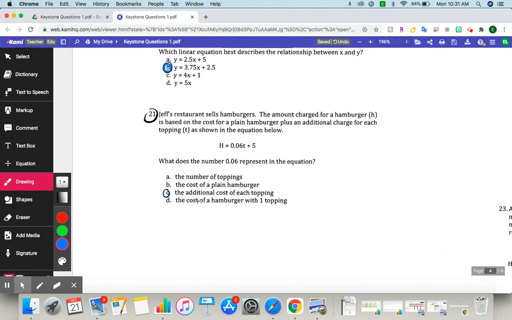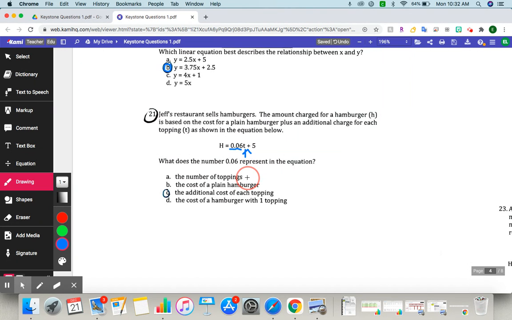And number 21, the amount charged for a hamburger is based on the cost for a plain hamburger plus an additional charge for each topping. What does the number 0.06 represent? Well, we're multiplying that quantity by the number of toppings. So that number should have to do with something of the topping itself.